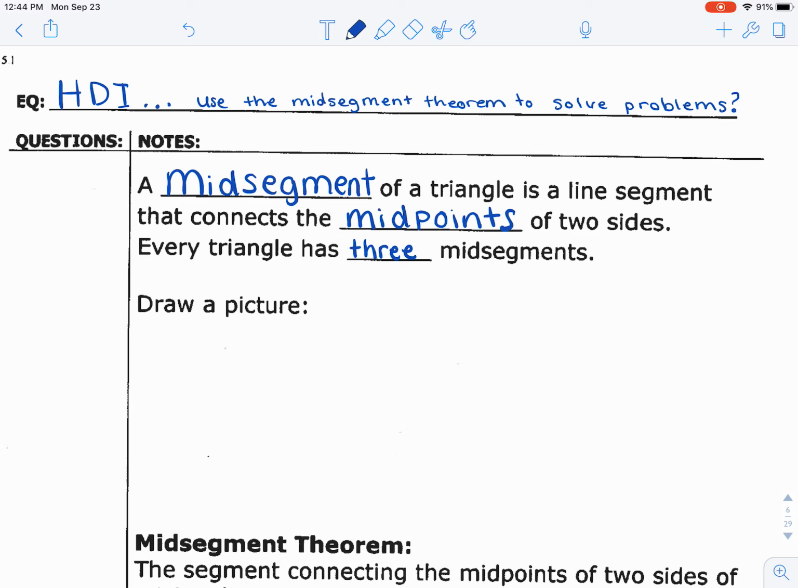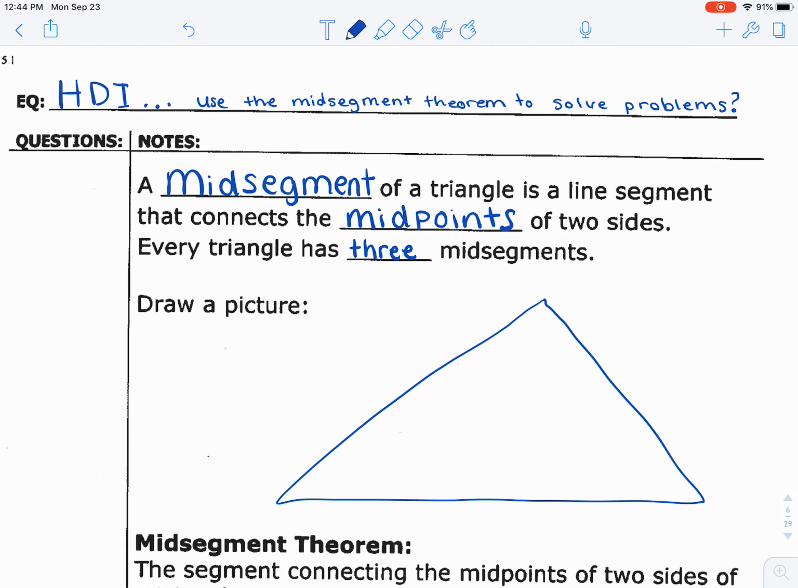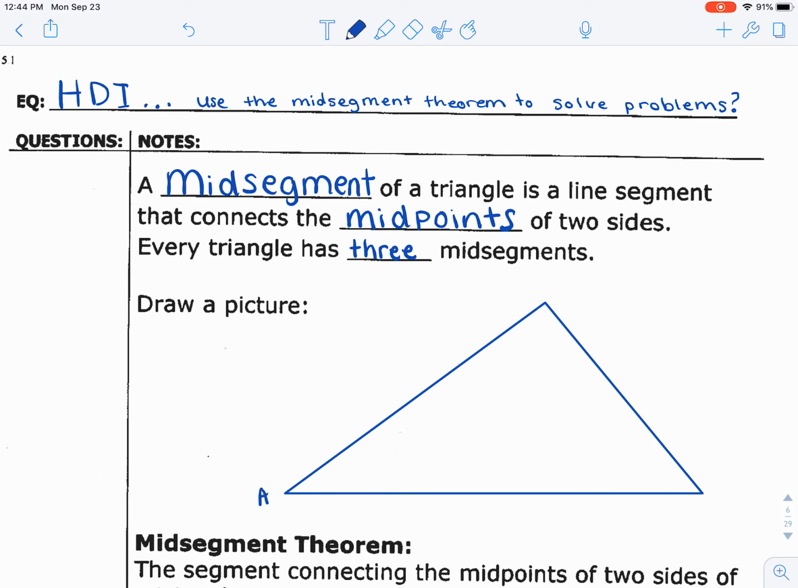So we're going to draw a picture. We're going to draw a triangle A, B, C. On the side AB, we're going to put the midpoint. We're going to estimate that it's right about here, and we're going to label that midpoint M. And I want you to recall, how do I show in a picture that something is a midpoint? We put tick marks on either side. So, here's the midpoint of AB.